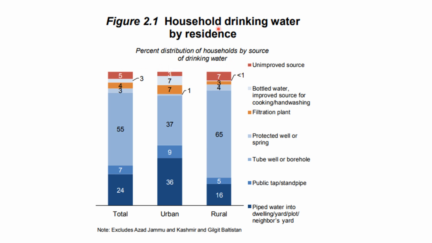So this chart is telling us, it's a normalized bar chart, and it is showing us what kind of household drinking water people have by their residence. Okay, so for residence, the categories are urban and rural. There are two categories, urban and rural. So obviously when you combine these two, you get the total.